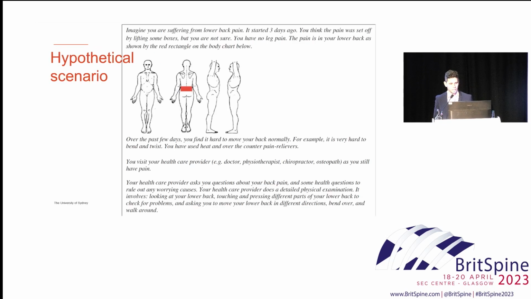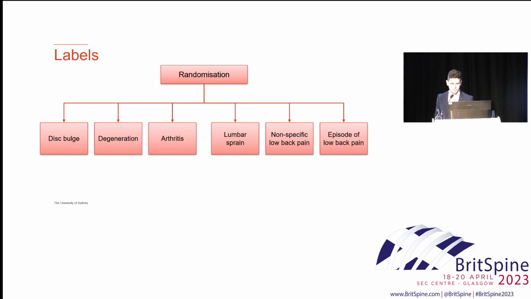So we gave people a hypothetical scenario, which was we asked them to imagine that they had just started an episode of back pain 3 days ago. They had some disability, couldn't move, couldn't bend or twist. They eventually decided to go see a health professional. It could be any health professional. This health professional conducted a thorough physical examination, and at the end of this consultation, the clinician gave them a label. The label was what we randomized, and we had 6 labels in this study.